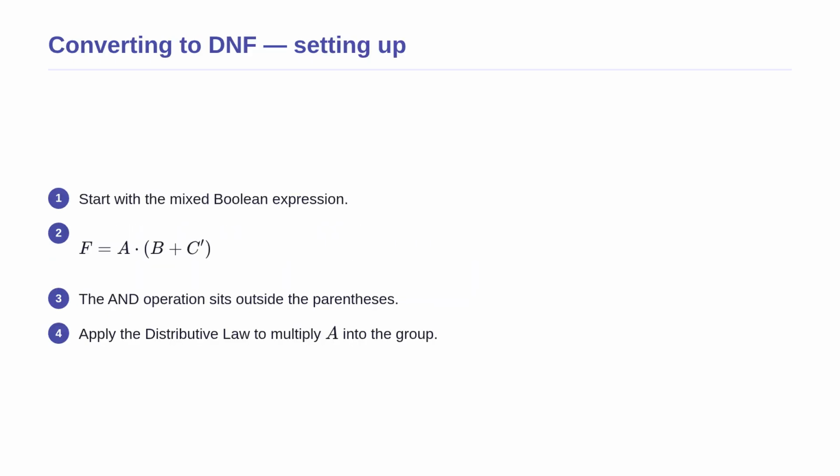Let us see this algebraic manipulation in action. We are given a specific Boolean expression: F equals A and the group B or C prime. Right away, we can see this is not in a standard sum of products form because the AND operation is sitting outside the parentheses. To achieve a proper DNF structure, we need all the AND operations to be trapped inside the smaller groups, and the OR operations must only be used on the outside to connect those groups. To fix this structural issue, we will use the distributive law to multiply the outside variable A into the terms inside the parentheses.